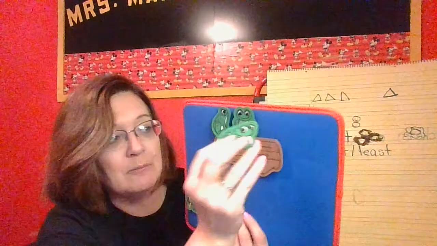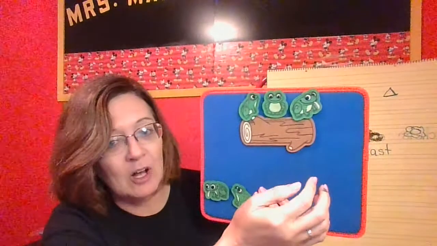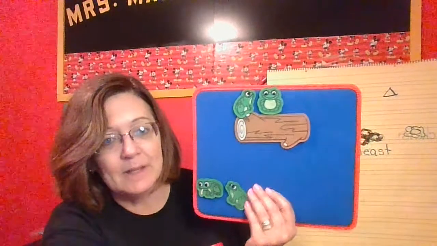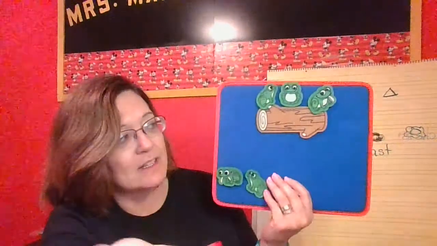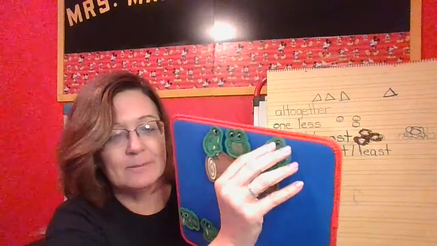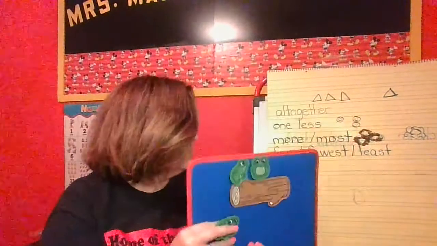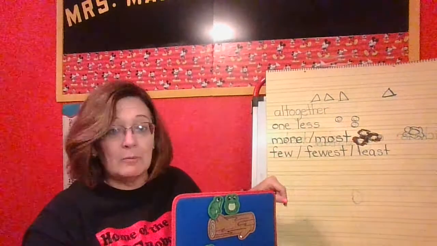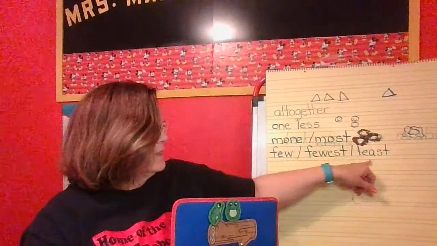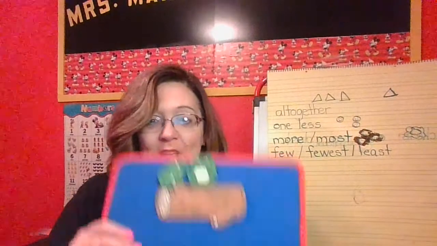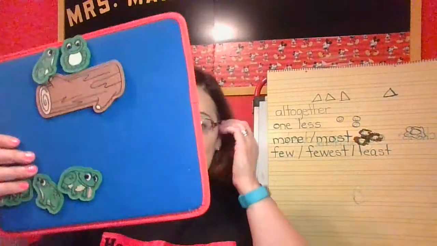So do we have more when we have all together, or do we have more this way? We have more this way. It's a bigger number when we put them all together. Okay. So talking about using these words, what's more, what's most, one less, one more, fewer, least, all together. Those are the words we're talking about today, families, when we're acting this out and doing it with your little frogs.